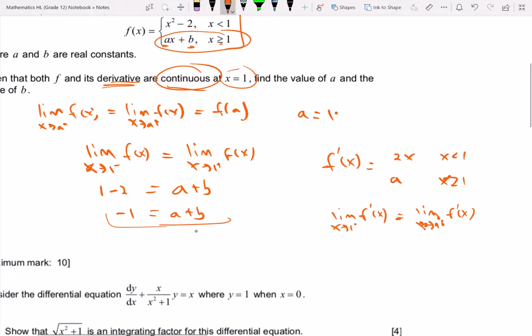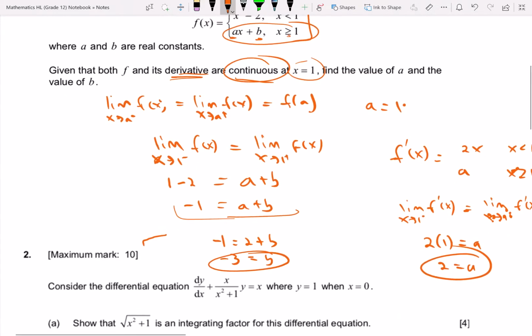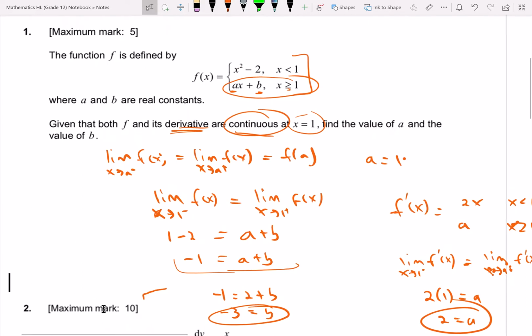And so in this case, it's 2 times 1 must equal a. Therefore, a equals 2. Once you know that a equals 2, you can take that a and plug it in over here. And therefore, b is negative 3. Right? So you have your a value and your b value. All right? That is it for that question. It's only worth 5 marks.